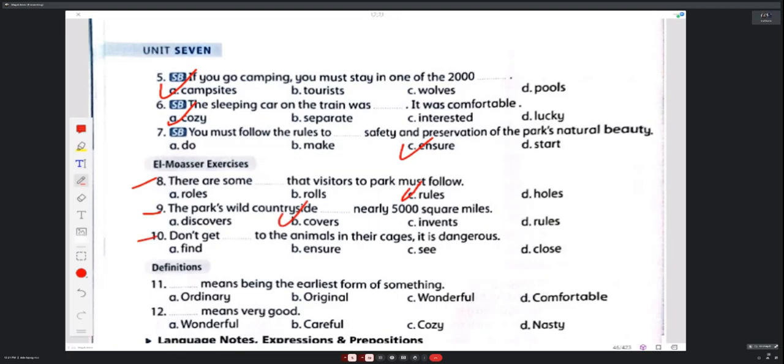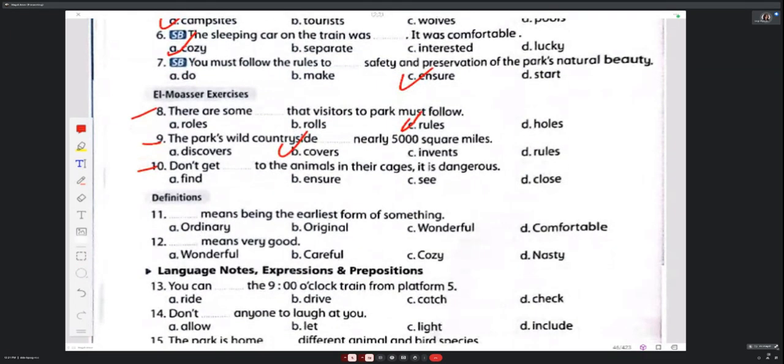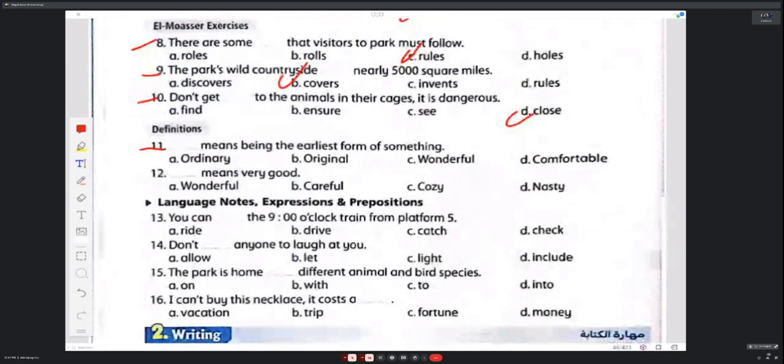Number 10. Don't get close to the animals in their cages, it is dangerous. Don't get close to. Number 11. Dash means being the earliest form of something. Original means being the earliest form of something.